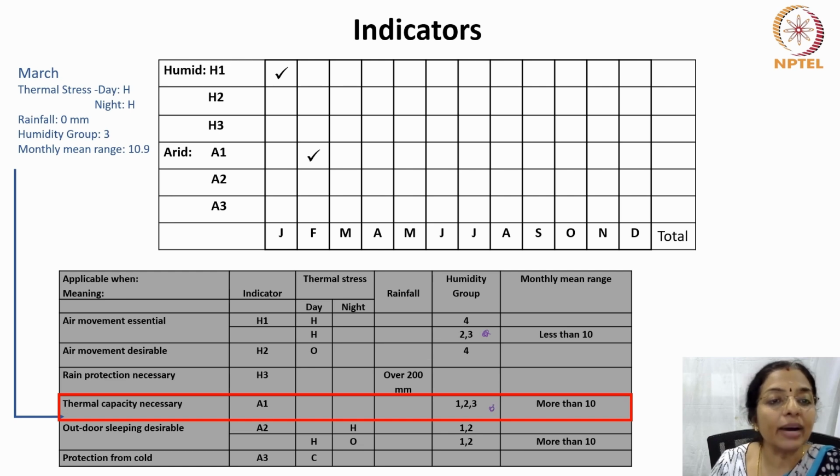But monthly mean range is 10.9. If it were less than 10, then we would have chosen this, but it is more than 10. So we will choose thermal capacity necessary for March. So we will tick thermal capacity necessary for March. Then we will move on to April.